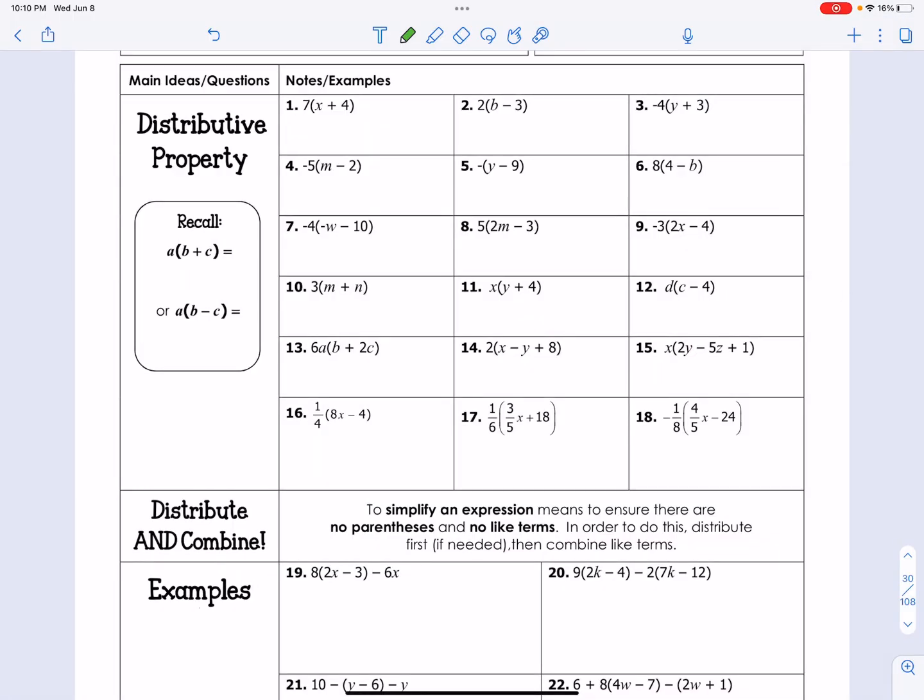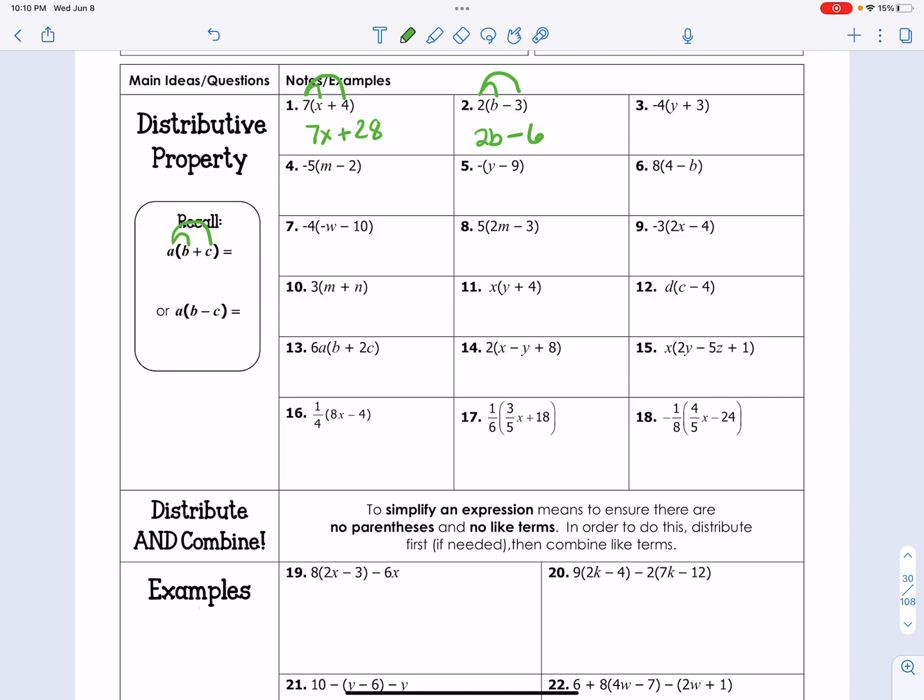Okay, so the next concept is called the distributive property. So remember, you're taking an A into both of these. So you're taking the 7 into here, which is 7x, and the 7 into here, which is 28. So you're distributing it into both pieces. So 2 into here is 2b, 2 into here is minus 6.